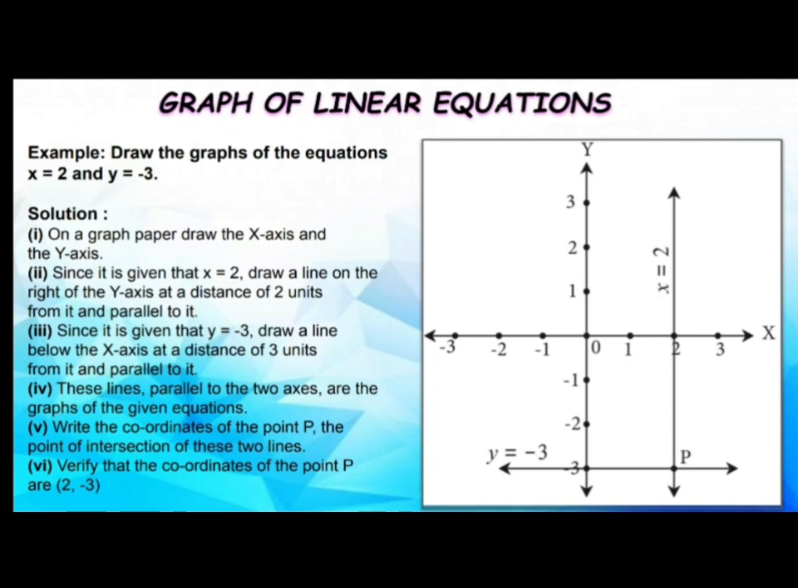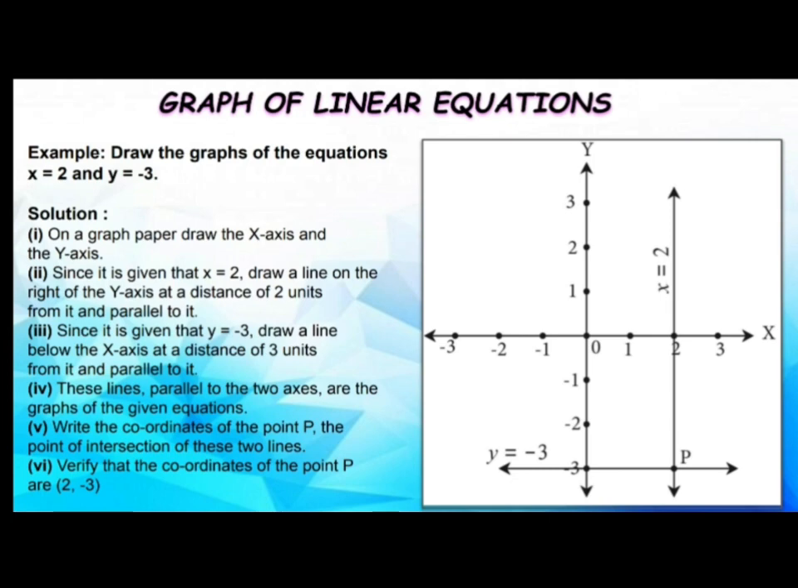So on a graph paper, we draw our x-axis and y-axis. We mark the intersection of the two axes, that is our origin. We plot the points on the x-axis and y-axis respectively. Then, since it is given that x equals 2, draw a line on the right of the y-axis at a distance of 2 units from it and parallel to it.